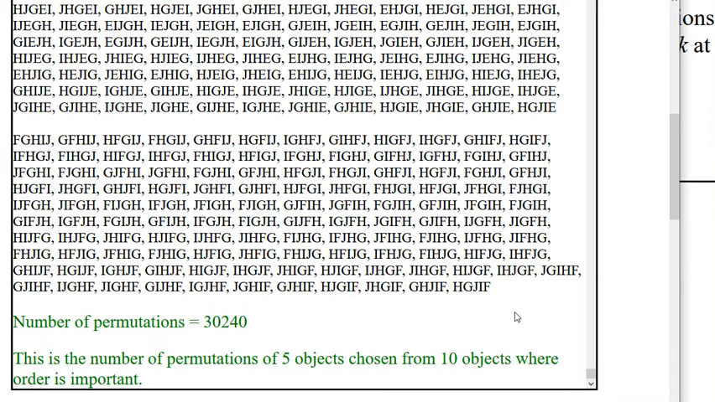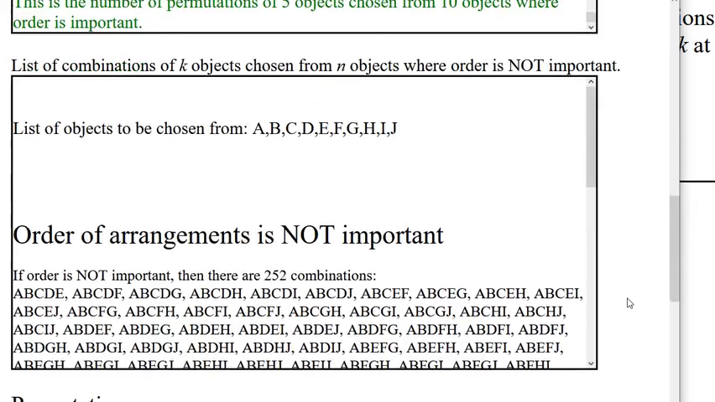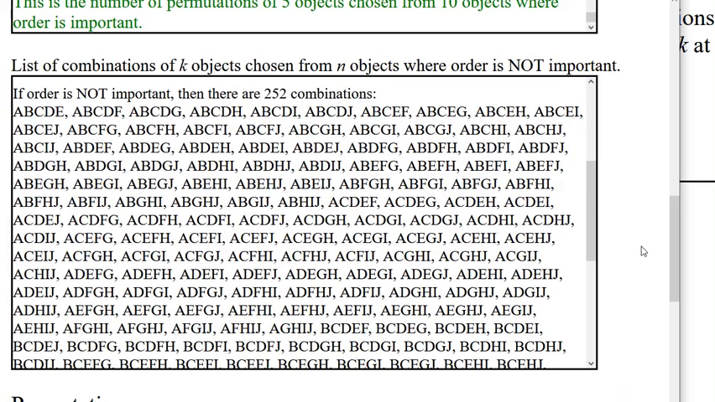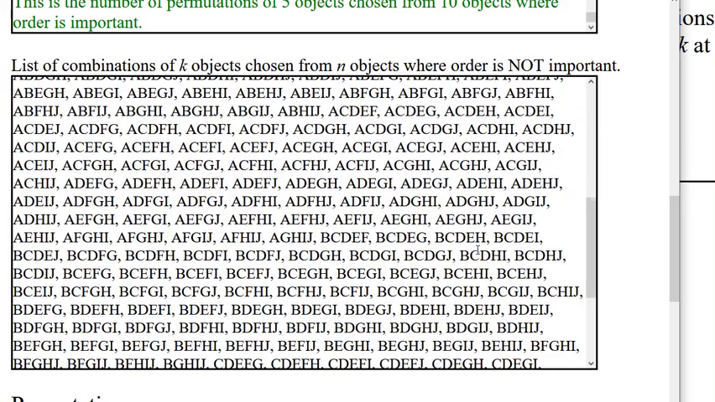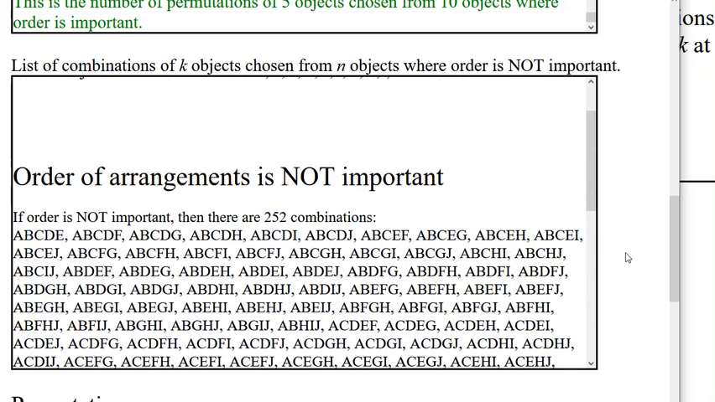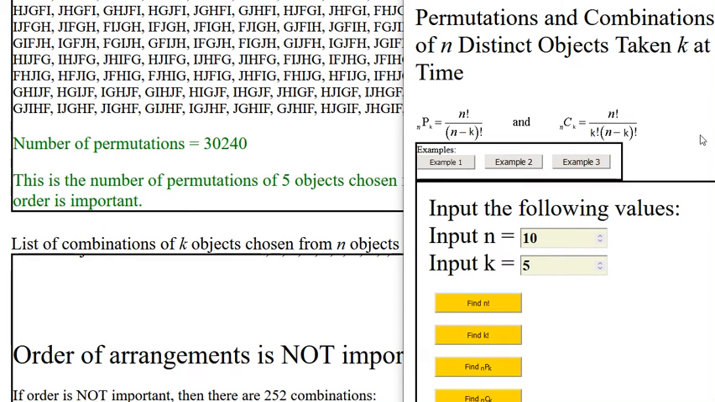And once again, if the order is not important, then we have the number of combinations. Then there will be 252 combinations if we have 10 objects and we're choosing 5 at a time. And here are the 252 combinations. And now let's look at how we calculate the number of permutations and combinations.